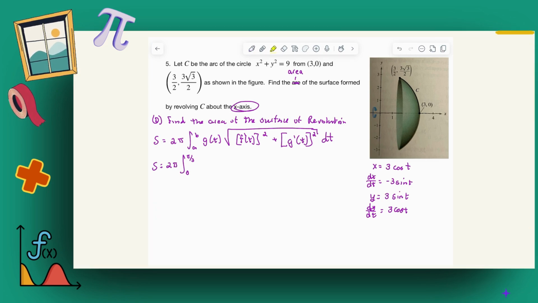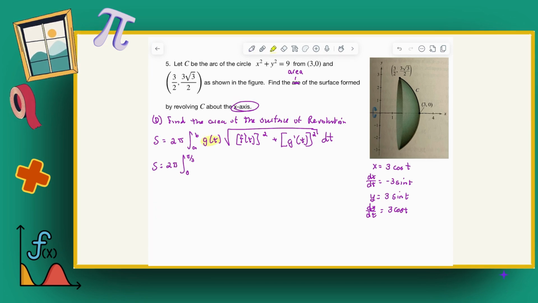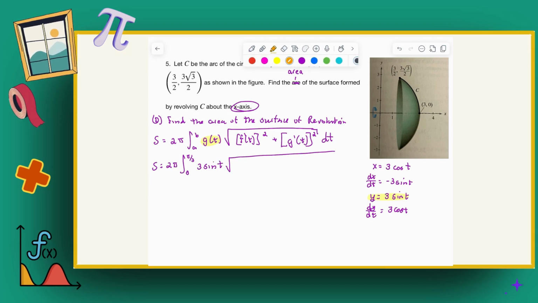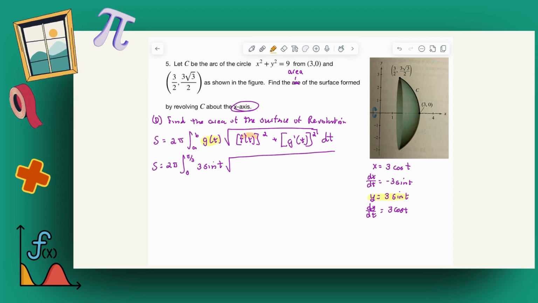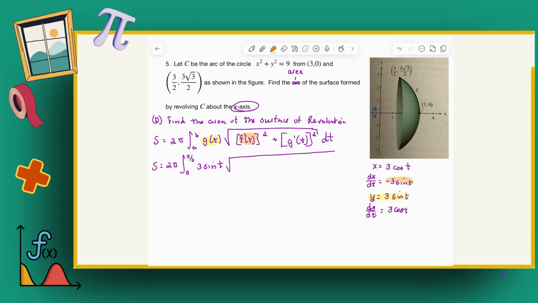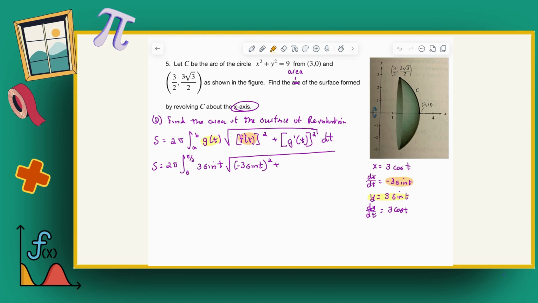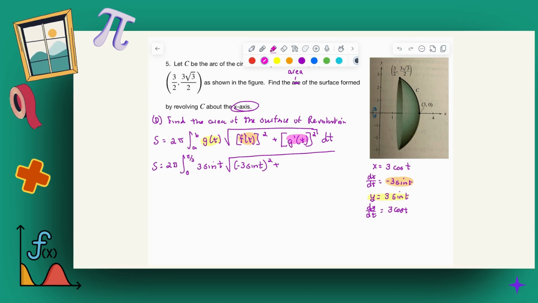So let's plug that into this formula. In place of g of t, I'm going to plug in 3 sine t. And then the square root, in place of our derivative of our x function with respect to t, dx dt, I'm going to plug in this negative 3 sine t, and then we're going to square that, plus our derivative of y with respect to t, which is 3 cosine t in quantity squared.